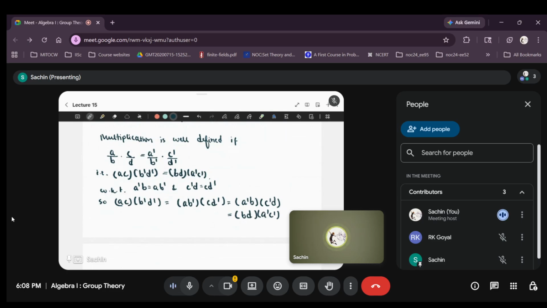Now we have a well defined set, the equivalence classes of the relation AB is related to CD if AD is equal to BC, with addition of equivalence classes defined as A by B plus C by D is equal to AD plus BC by BD, and multiplication of equivalence classes defined as A by B into C by D is equal to AC by BD.